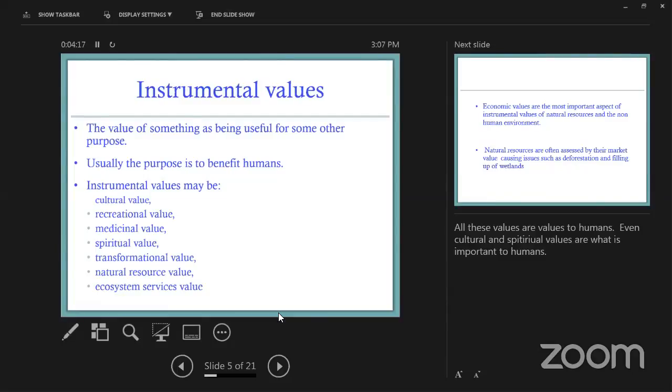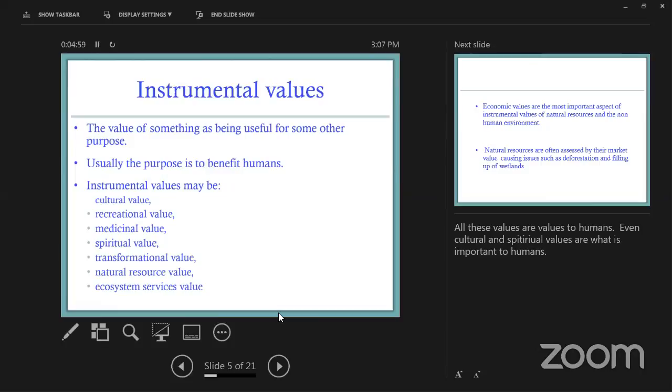It could have spiritual value for us. It could have transformational value for us. How do we transform the environment to benefit us even further? It has its own natural resource value. We have ecosystem services values. So we value natural resources, non-human living creatures, and the non-human environment as in some way essential to benefit us and make our life better. Even cultural and spiritual values are in some sense also instrumental.